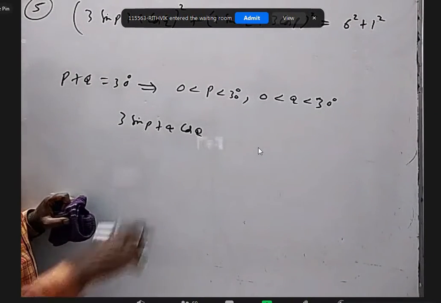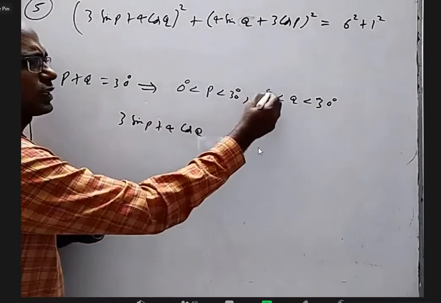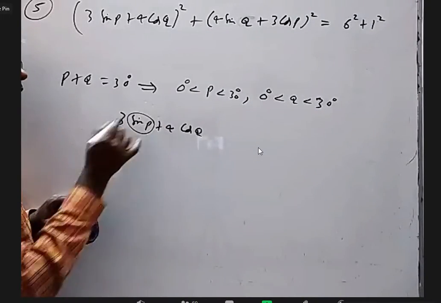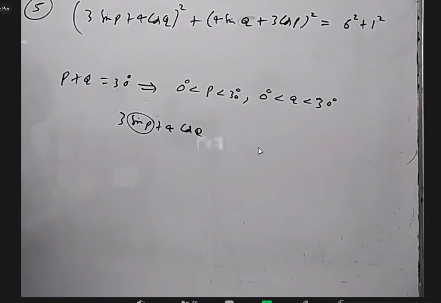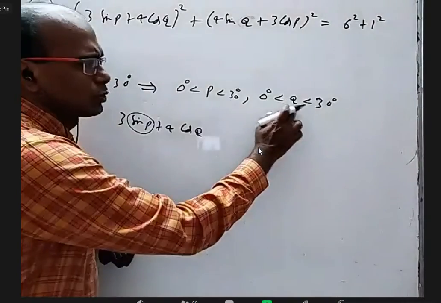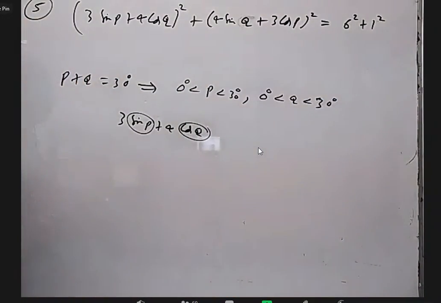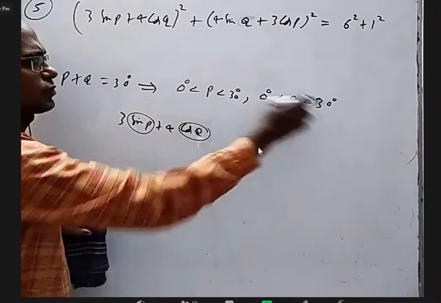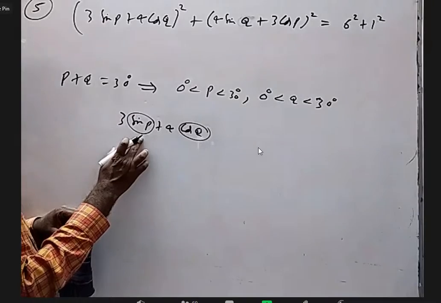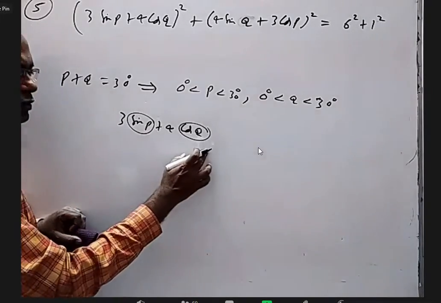So when P is between 0 degrees to 30 degrees, sin P will be between what and what? 0 and 1 by 2. When Q is between 0 to 30, cos Q will be between what and what? 1 and root 3 by 2. This is 1 and this is 1 by 2. So this maximum value is 1 by 2, and this maximum value is 1.